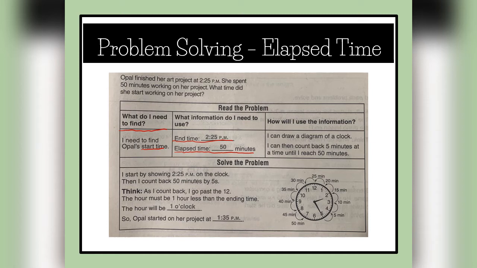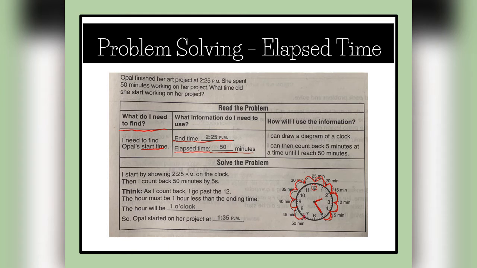Okay, so first they show 2:25 on the clock, right? So the hour hand is in between the 2 and the 3, and the minute hand is pointing to the 5, which is 25. Now we're going to count back by 5s. Remember, every time we get to a new number, it's 5 minutes. 5, 10, 15, 20, 25. Anytime you pass over 12, the hour changes. So if we're going backwards and we pass 12 and we were in the hour of 2, now we're in the hour of 1. So we have 5, 10, 15, 20, 25, 30, 35, 40, 45, 50.